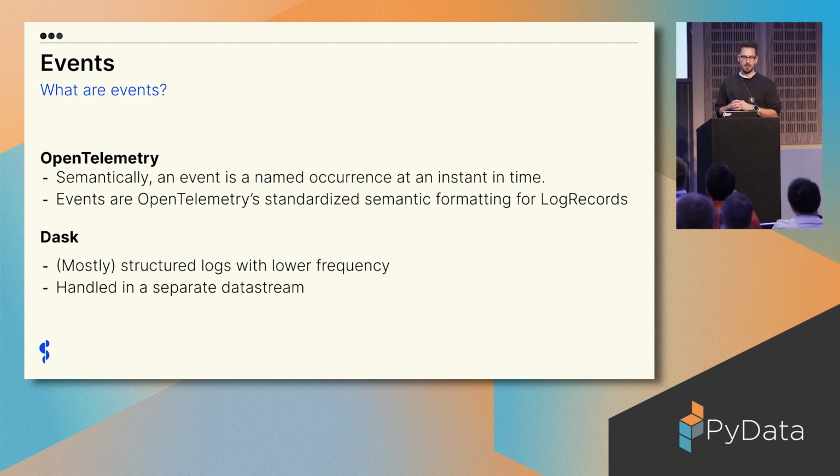The more practical answer from OpenTelemetry is that it's essentially structured logs. They tell you one specific format in which they want to have these, and then your logs are just events. With Dask, it's a little bit different. In Dask, events are mostly structured logs as well. But we also in Dask have a separate data stream for those. So it's separated from your average log stream. And also events happen in a lower frequency because of how we handle that data stream and because there may be more consumers, so more processing happening on this side, and we don't want to overflow this.